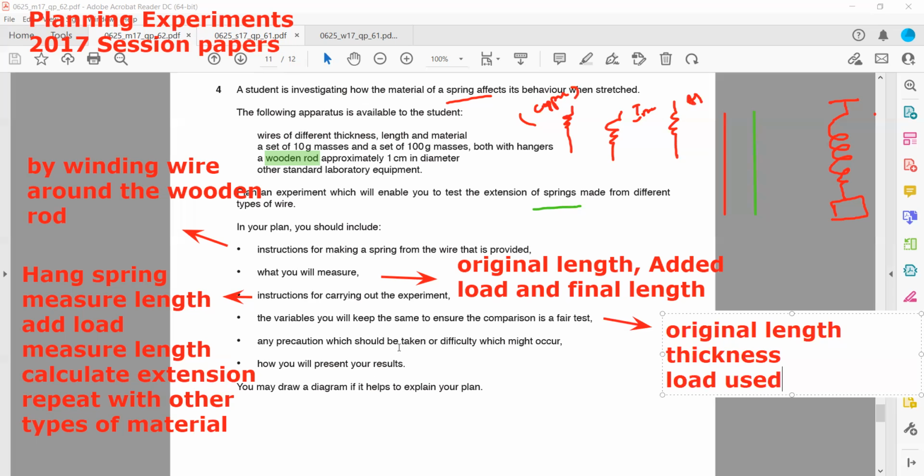Any precaution you should take or difficulty which might occur whenever we are doing the experiment in which we are measuring a length. So there is always a parallax error, or when you are measuring a length of a spring, because spring is continuously vibrating. So you should wait for some time before measuring the length, like wait for a spring to settle down or stop vibrating, then you will measure the length.